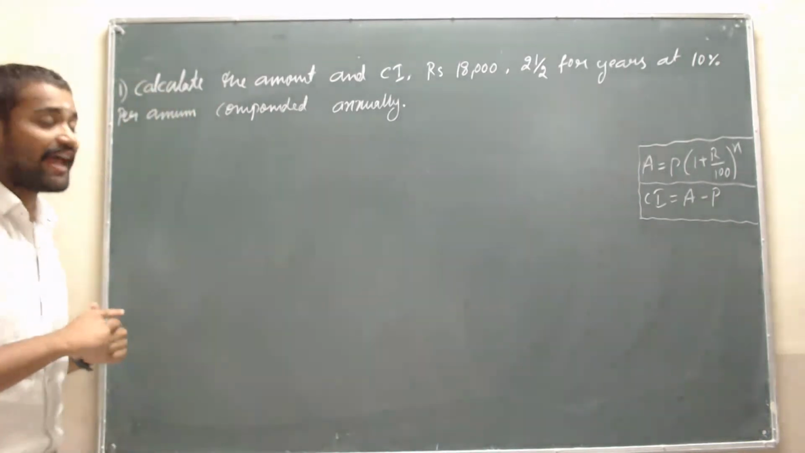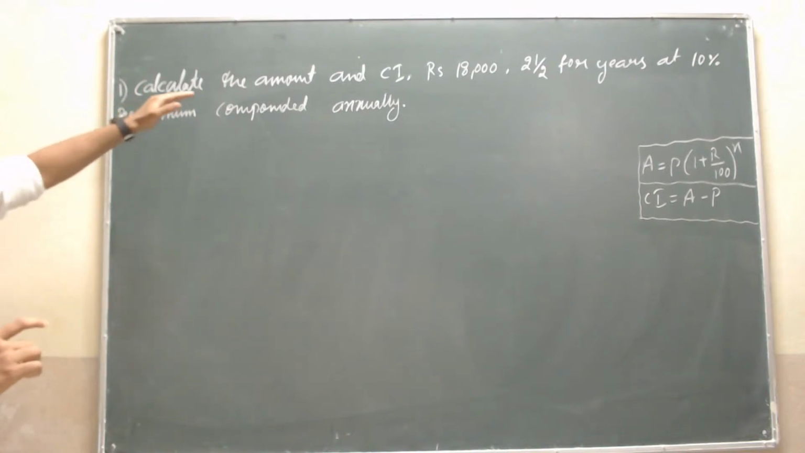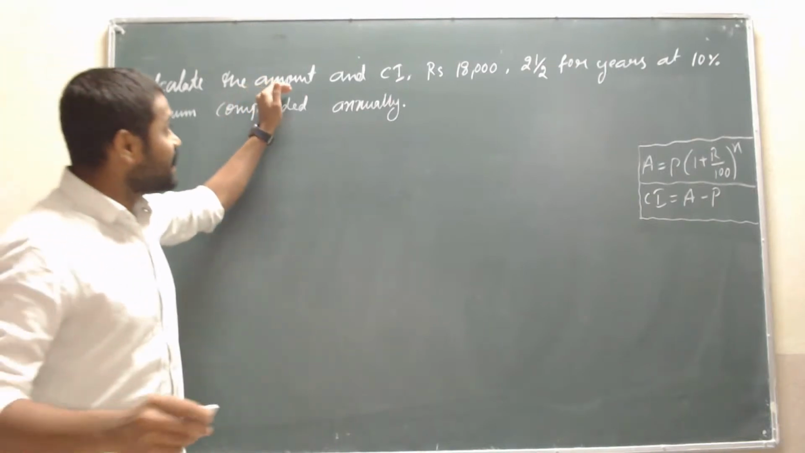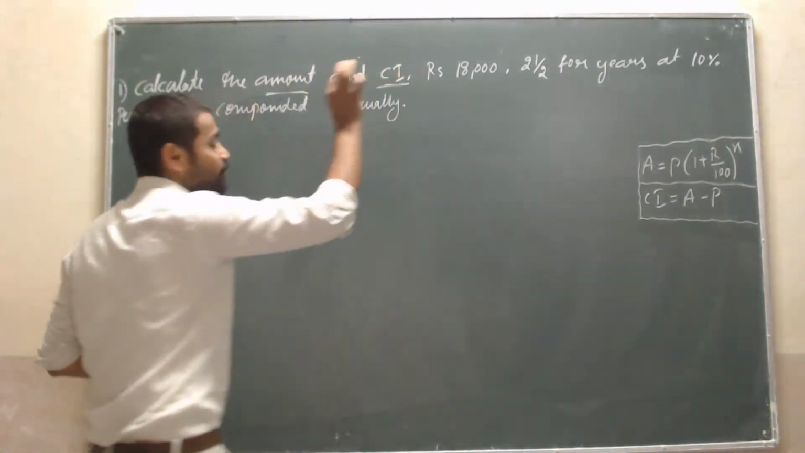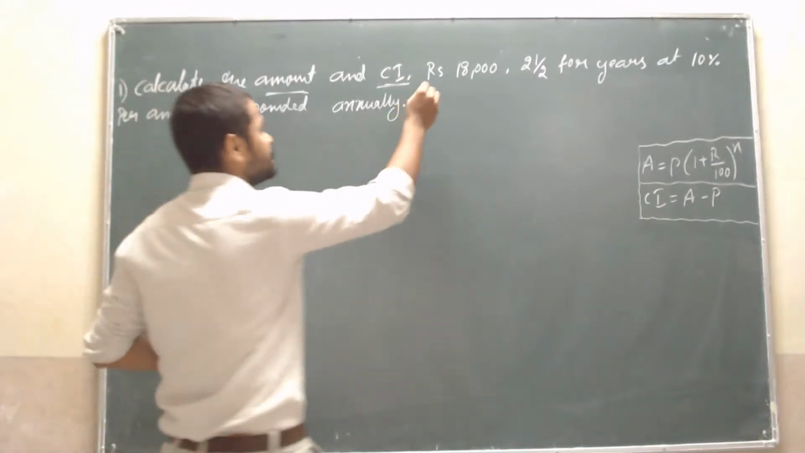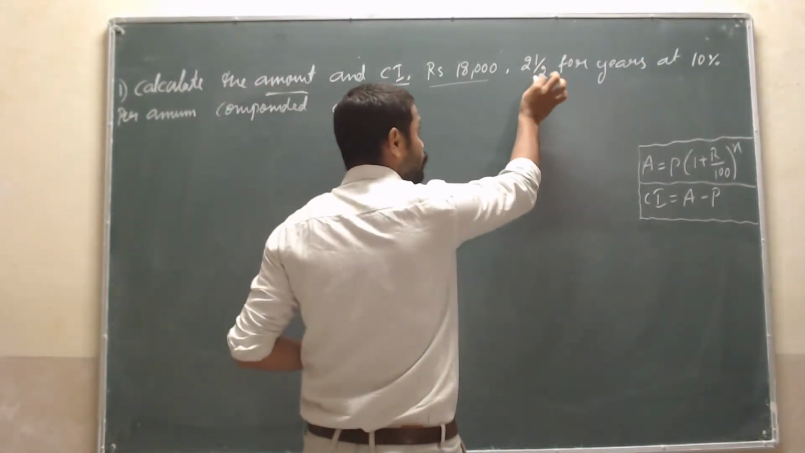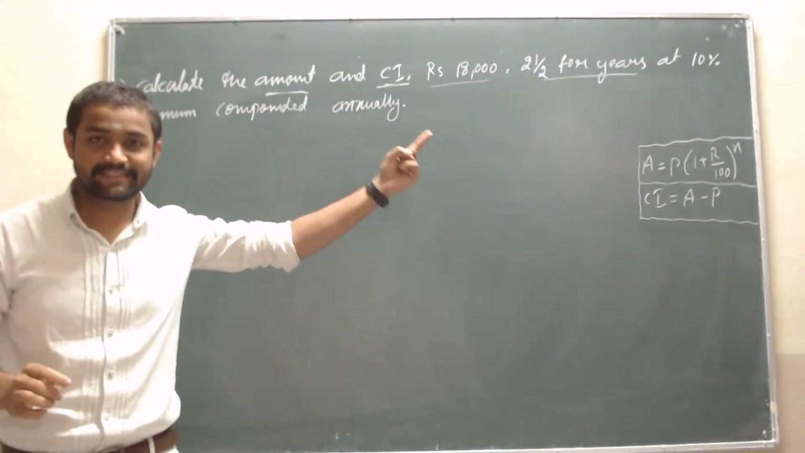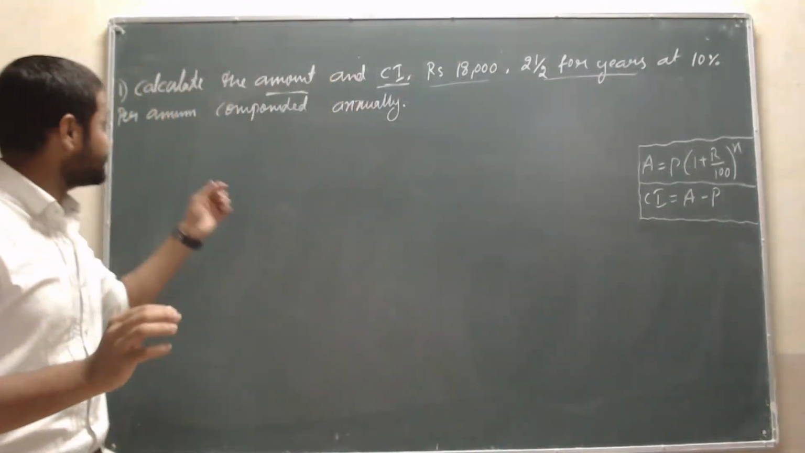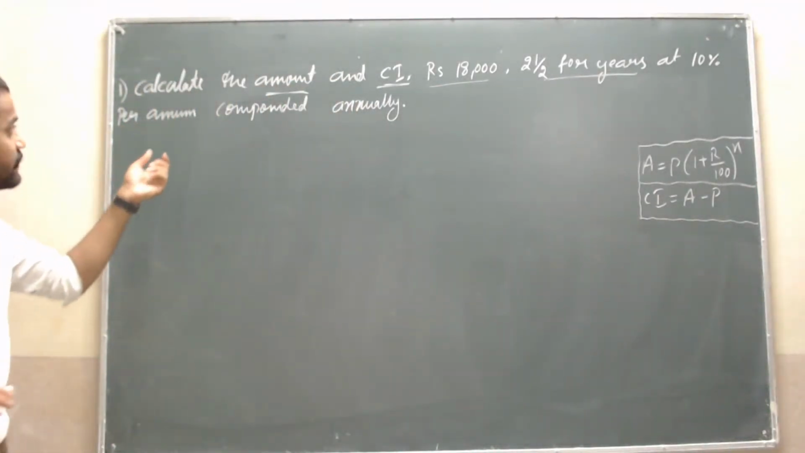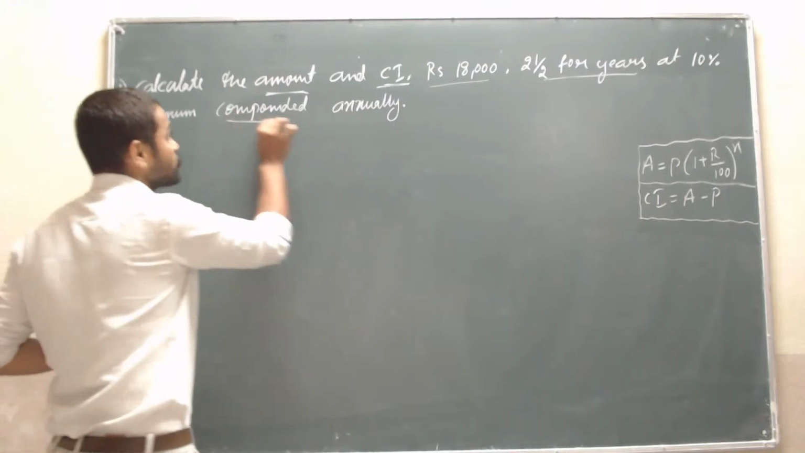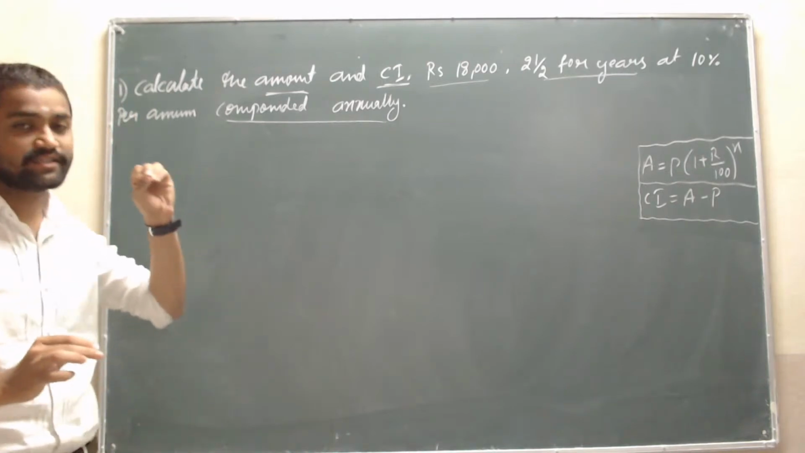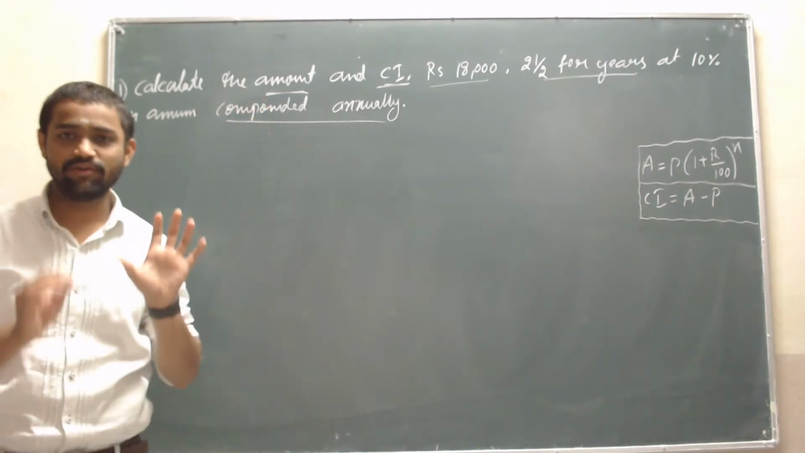And the first question we have: calculate the amount and compound interest for 18,000 rupees, for 2.5 years, at 10% per annum, compounded annually. This is most important. These are the important words you have to remember.